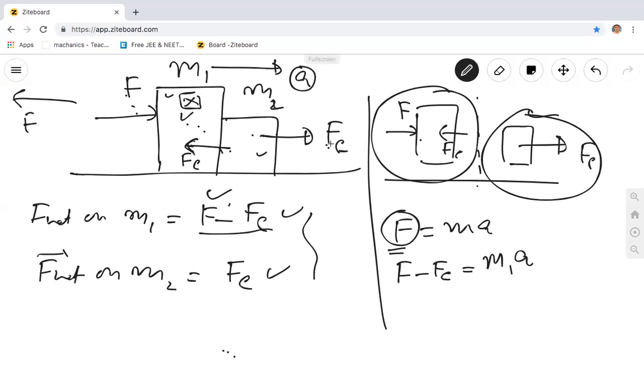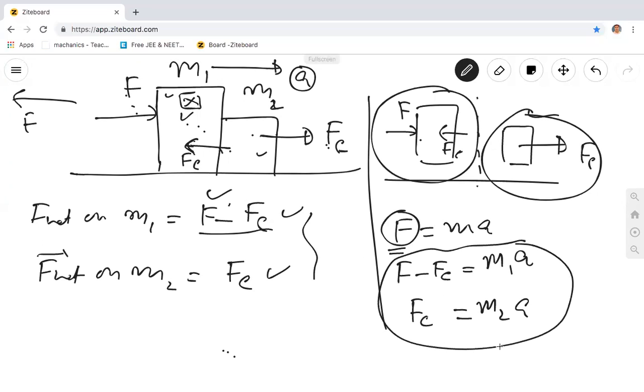So can you write the equation for the second body? The second one would be FC equals M2A. That is good. These are the two equations that you can write. If you add them up, you can get the net force and the acceleration of the system. You can use these two equations to get the answer.